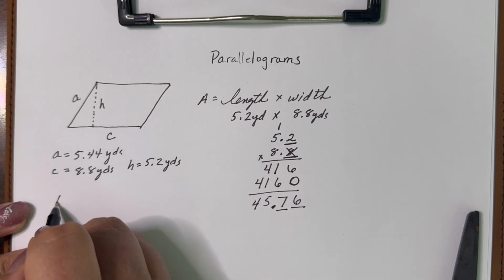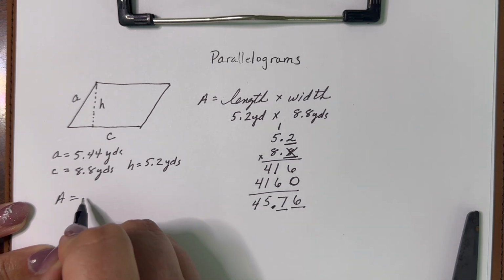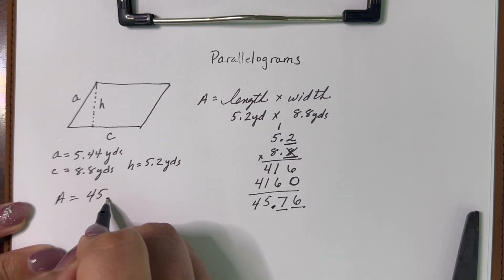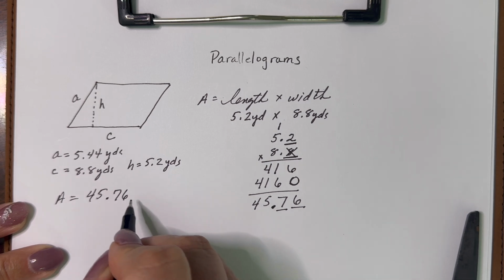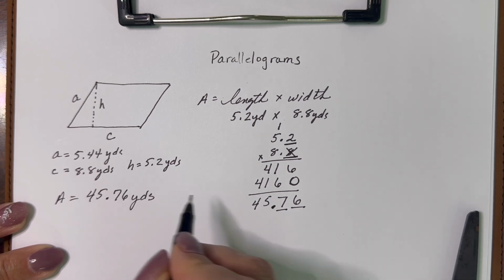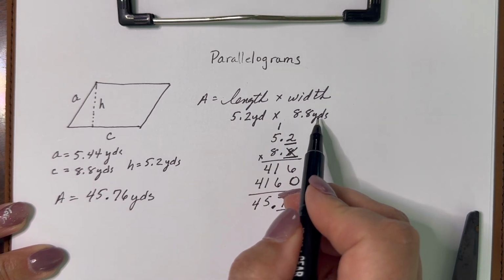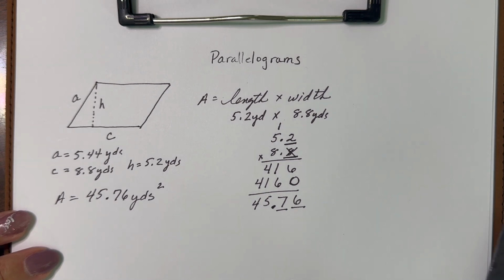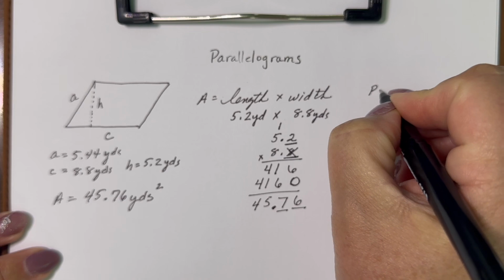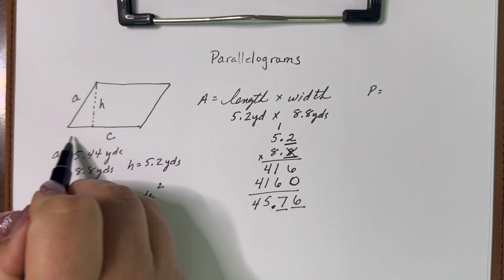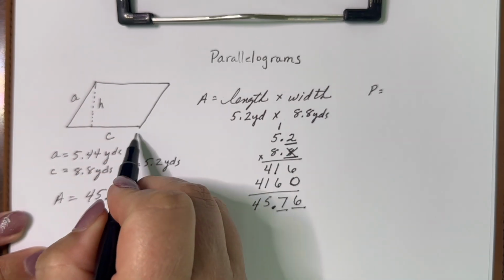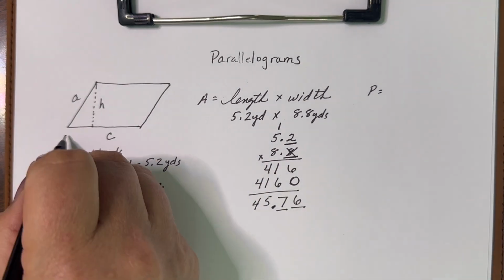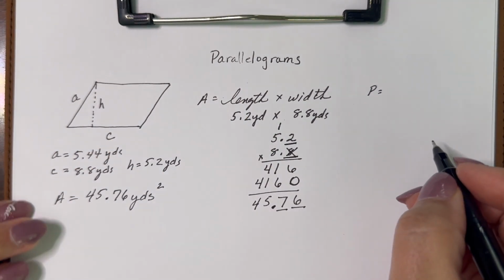Our area is 45.76 yards. Remember what I said? Yard times yard is yard squared. Area, square area. Next thing we've been asked to do is find the perimeter. Perimeter is the side plus the side plus the side plus the side. So we have C plus A plus C plus A.